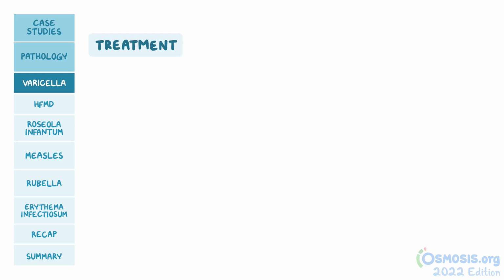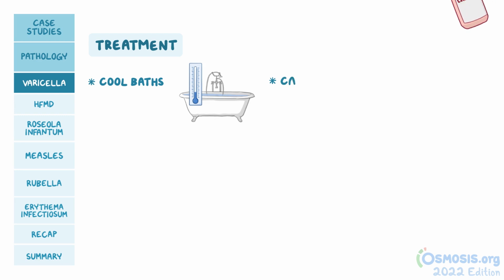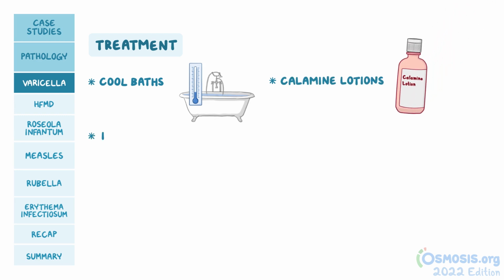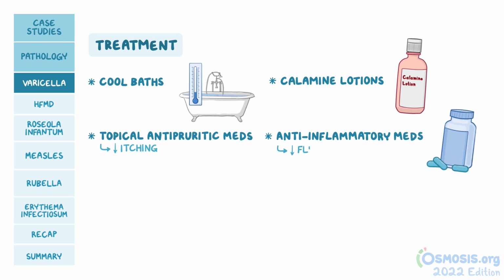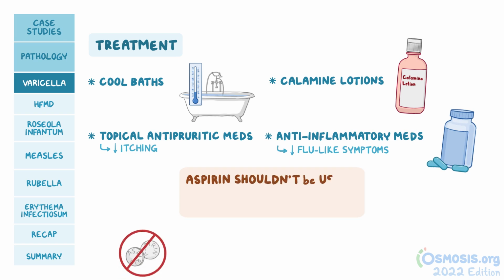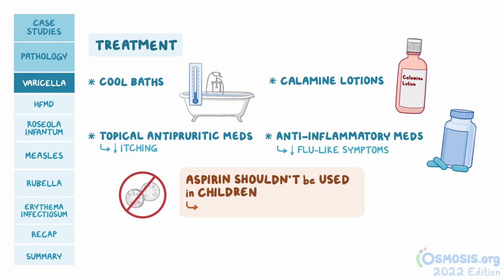Treatment of varicella can include cool baths, calamine lotions, or topical antipruritic medications to help reduce the itching, as well as anti-inflammatory medications to reduce the flu-like symptoms. But note that aspirin shouldn't be used in children because it can trigger Reye's syndrome, and that's a high-yield fact.